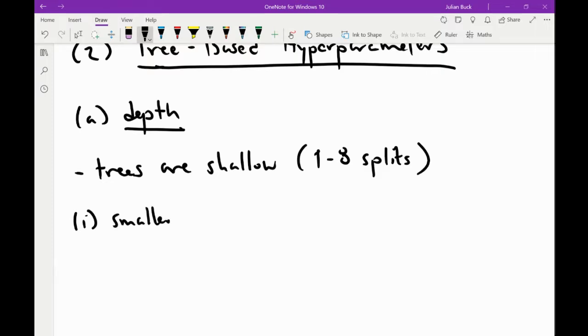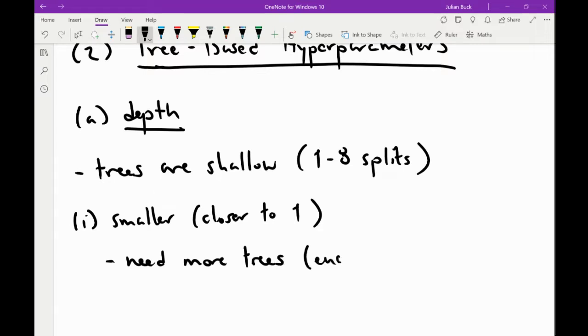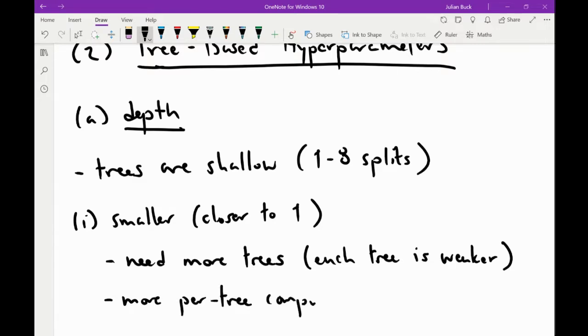Let's consider smaller, so closer to 1. So 1 would be a decision stump, and that's actually often fairly common to use. Well, let's say maybe like 1 to 3 splits. Well, now you're going to need more trees, because each tree is a correspondingly weaker model than if you used a few more splits. But you have more, what you might call, per tree computational efficiency. Because now, if you only have a few splits, every individual tree does not take that long to grow. Okay? There's not much to compute.